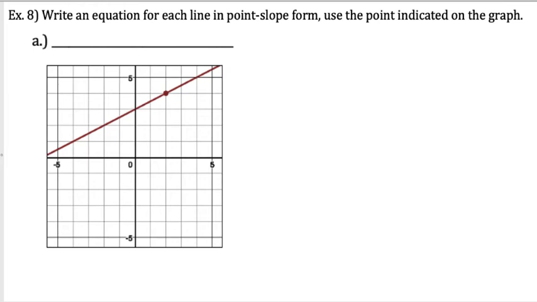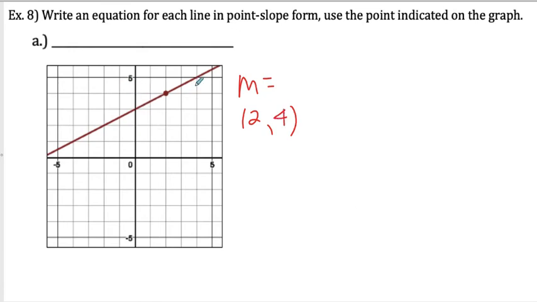Just one last tidbit here. Let's write an equation from point slope from the graph. So we're on example 8. If I want to write a point slope equation, I need to find my slope, and I need to find the ordered pair. The ordered pair is indicated here at this point, and that's over 2 up 4. So my ordered pair is (2, 4).